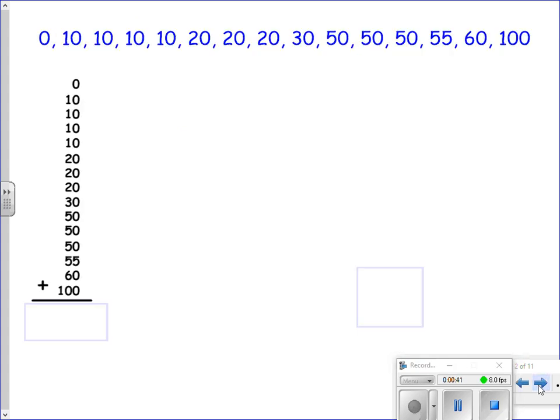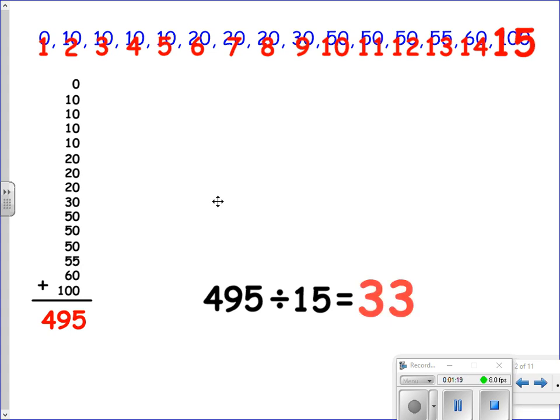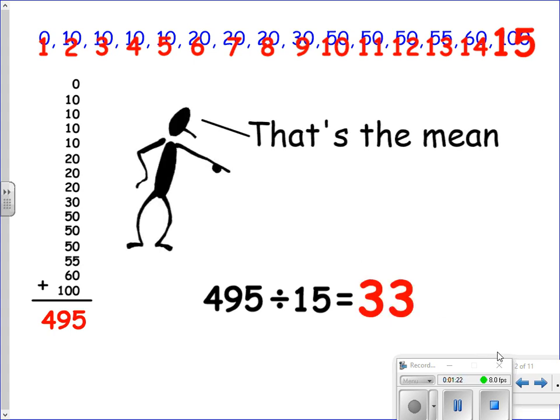But in order to understand the assignment from this week, we have a new term called mean absolute deviation, or MAD. All that simply means is that we're going to take the average of a set of data. Let's do that first. We have all these numbers, we add them up. It's up to 495. To find the average or the mean, we divide the sum by the number of data items. So this is 495 divided by 15. So that's our mean. That's our average.